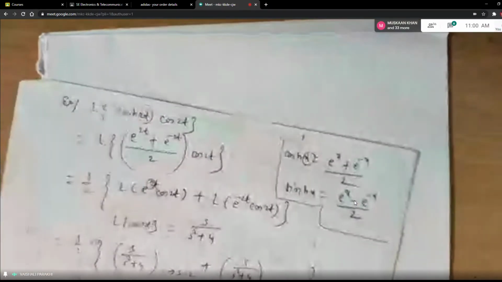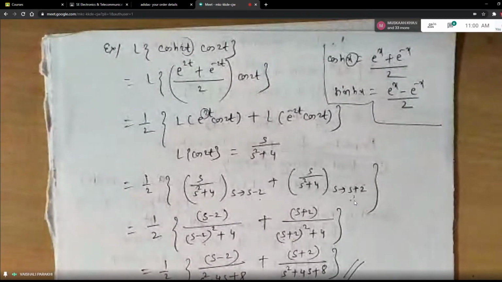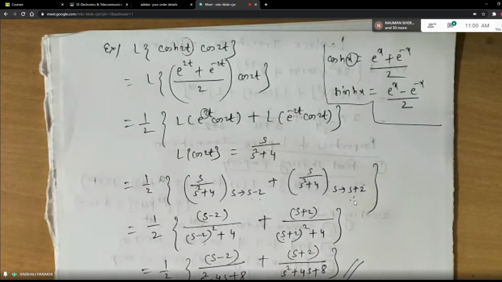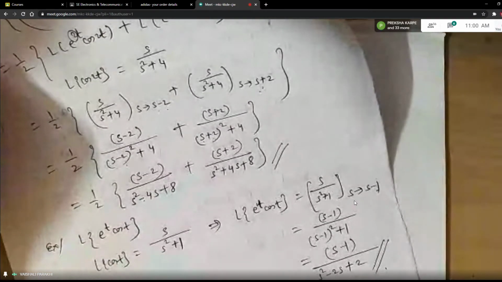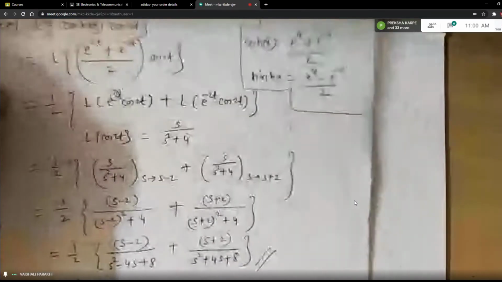So we have solved around 4 problems based on first shifting property. Is that clear, students? How and when to use first shifting property? Whenever the function is multiplied by either e raised to at or e raised to minus at, you have to go for first shifting property. Okay. Now let us do the next property.